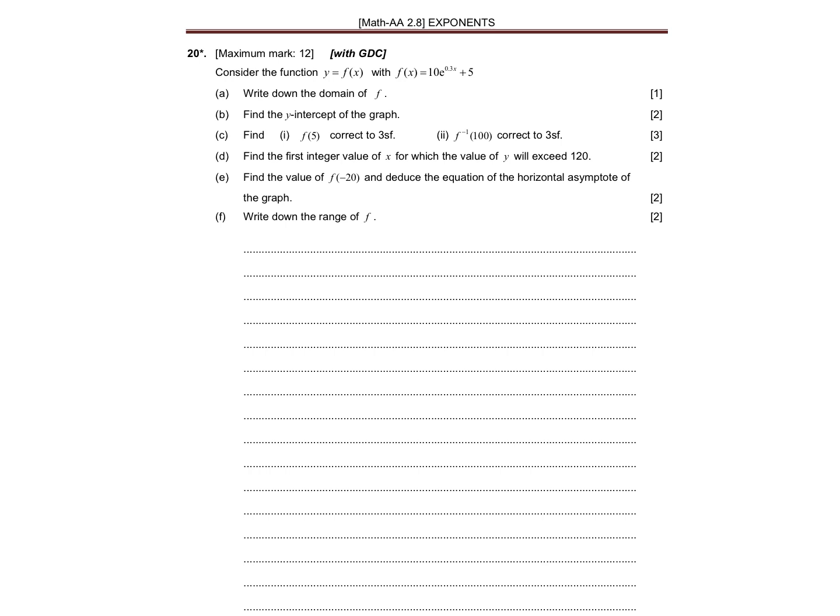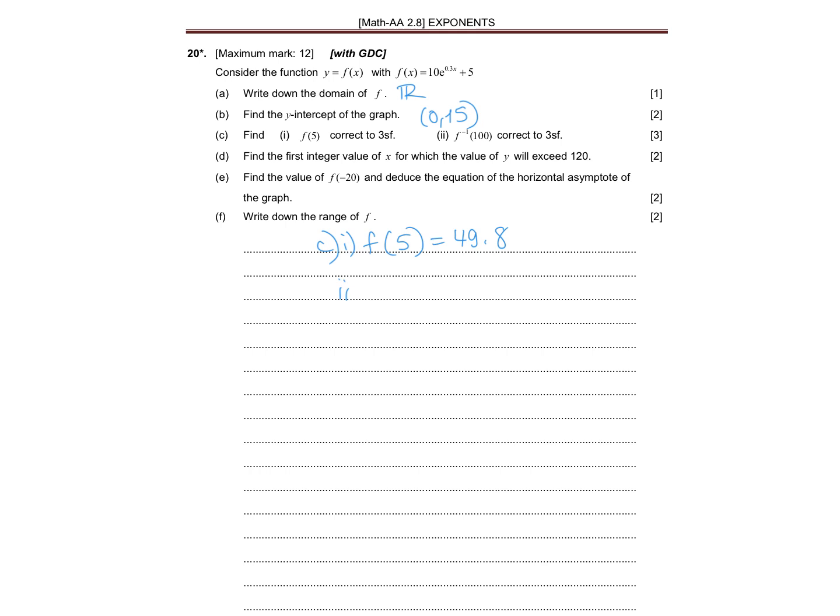20, consider this function. Write down the domain. We can substitute any number, so it's all real numbers. The y-intercept, if we substitute in 0, it's going to be 15. Okay, so for C, we need to substitute into the graphing calculator. So it's going to be 10e to the 0.3 times 5, and then plus 5. So this ends up being, f at 5 is 49.8.